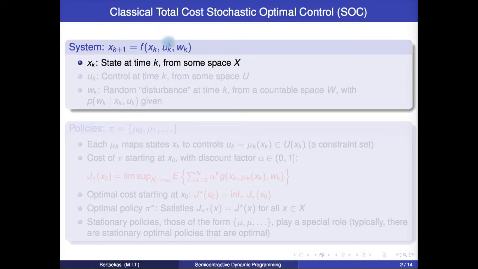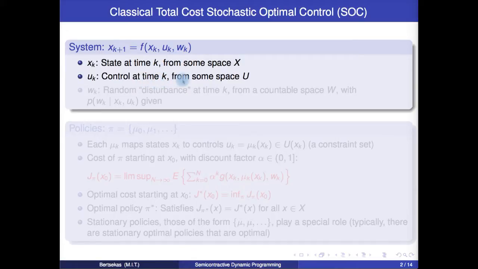Let us start by describing a total cost stochastic optimal control problem, which involves a discrete time dynamic system. Xk here denotes the state of the system at time k. It takes values in some space X. Uk denotes the control at time k, Wk denotes a random disturbance at time k, and the next state of the system is generated using the system function f from the current state, the current control, and the current disturbance.